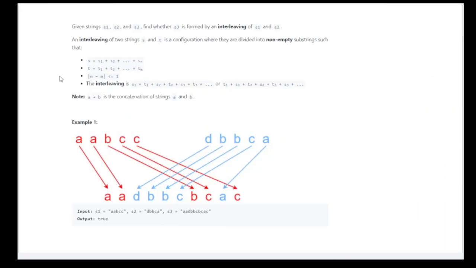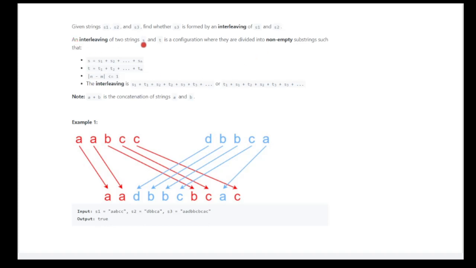Okay, so the question says we have been given three strings, that's s1, s2 and s3. We have to check whether s3 is formed by interleaving of s1 and s2. Now, what is interleaving? That's what we need to know.